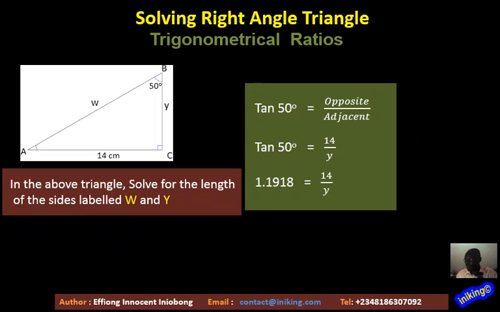Yes, on this slide you can see some advanced work already. The tan of 50, of course, is opposite over adjacent. The opposite is 14. Adjacent is Y. Tan of 50 is 1.19175, so we approximate and get 1.1918, which equals 14 over Y. Then manipulate this. Let's cross multiply.